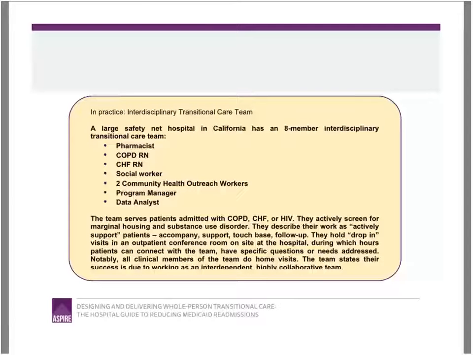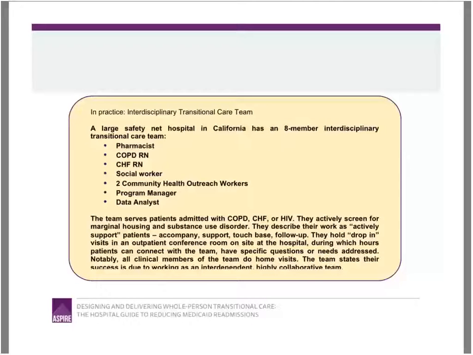Their transitional care team was comprised of 8 members: a pharmacist, a COPD nurse specialist, a heart failure nurse specialist, a social worker, 2 community health outreach workers, a program manager, and a data analyst. And by no means are the, quote, non-clinical staff afterthoughts. This is a truly integrated, interdependent 8-person transitional care team that relied on each member of the team to achieve the outcomes that this team was getting with their high-risk patients.